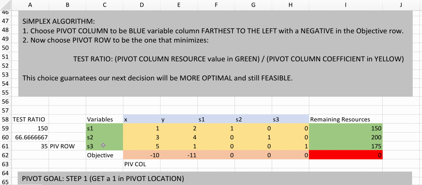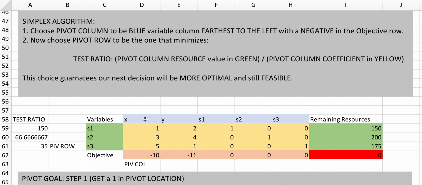So we need to choose a pivot column and a pivot row, because what we're going to do is choose either x or y to be non-zero in the next decision. But then in order to do that, we have to choose one of the variables s1, 2, or 3 to be 0. So we have to change two variables. We have to swap out either x or y with s1, 2, or 3.